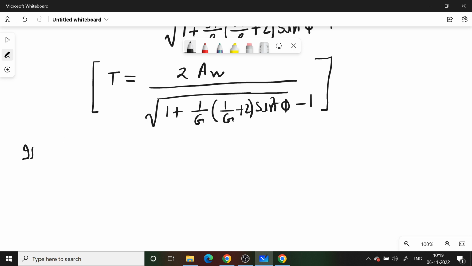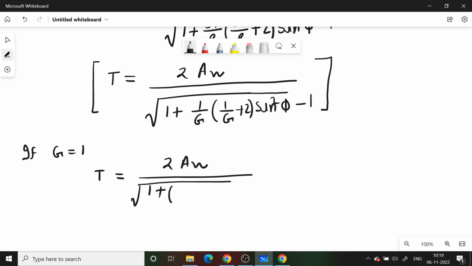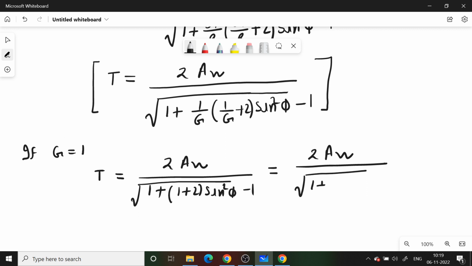Here, if gear ratio is equal to 1, in that case capital T will be equal to 2 into AW divided by 1 plus 1 plus 2 sine square phi minus 1, equal to 2 into AW divided by 1 plus 3 sine square phi minus 1.